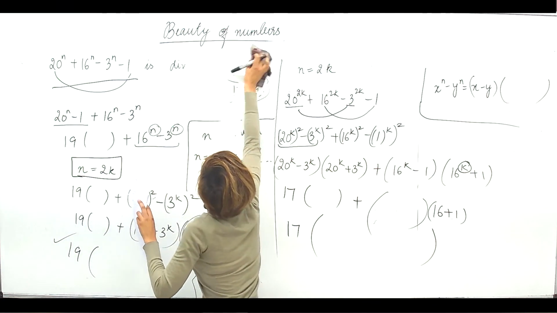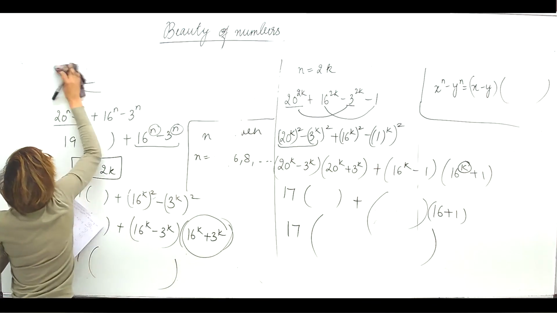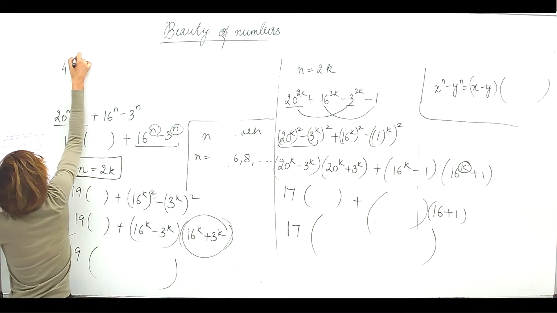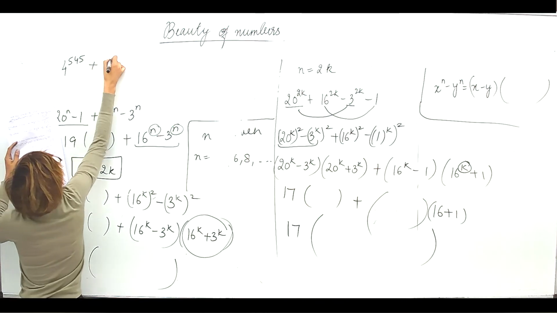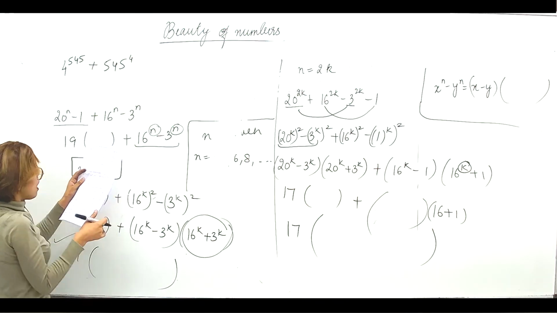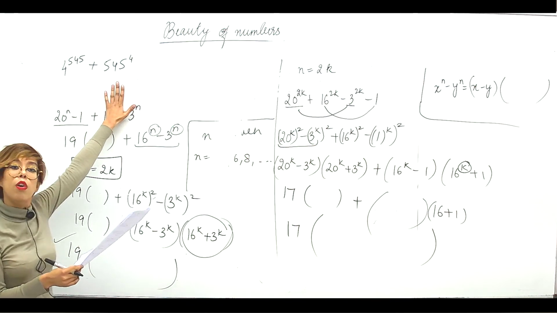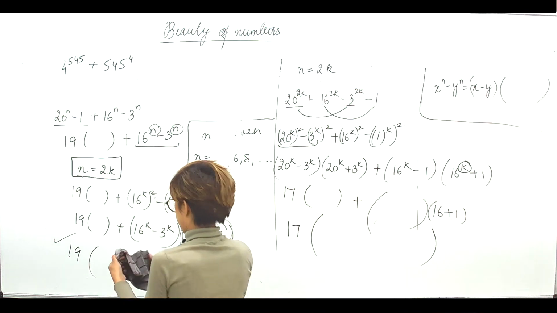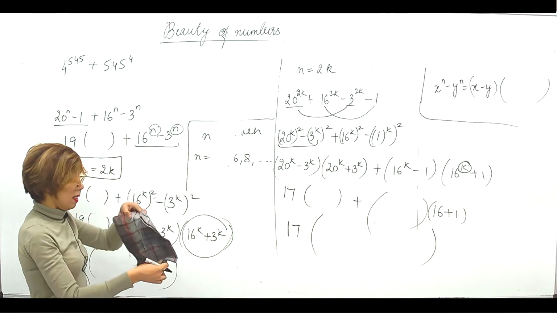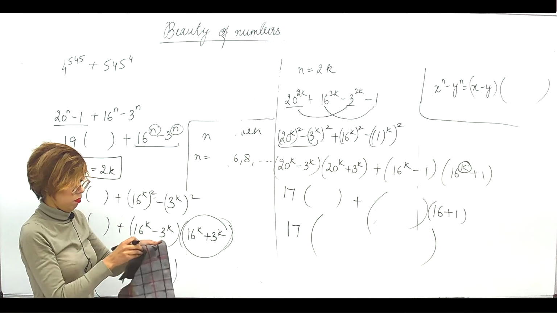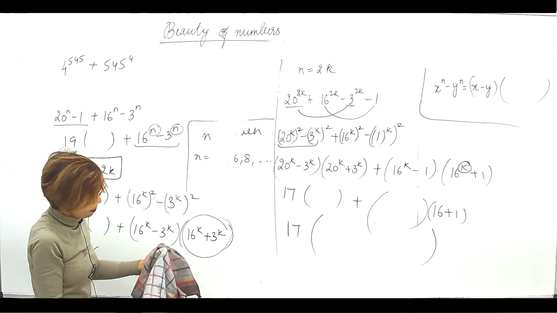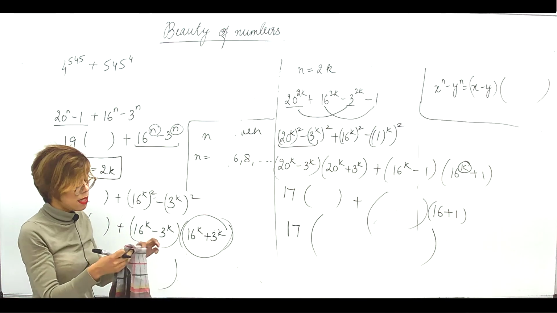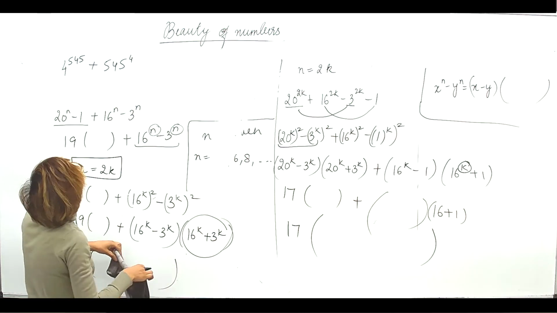Next: is the number prime or composite? My number is 4 raised to the power 545 plus 545 raised to the power 4. You need to tell me whether this number is prime or composite and you need to justify it. Come on. First of all, just calculate this quantity and let's see whether it's prime or composite, and then justify it.